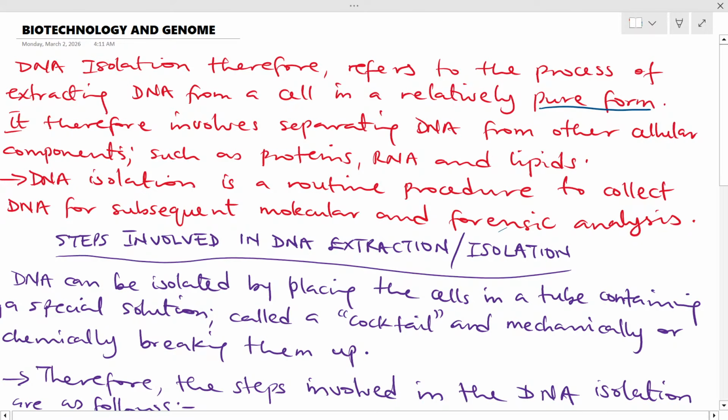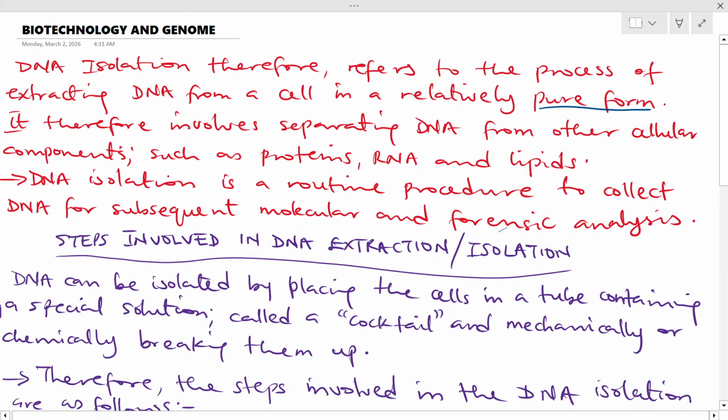So if you have to do this in a genetic engineering process, DNA isolation becomes a routine procedure to collect DNA for subsequent molecular and forensic analysis. So DNA isolation is very key to what? Genetic engineering, and it's important you know what DNA isolation is.